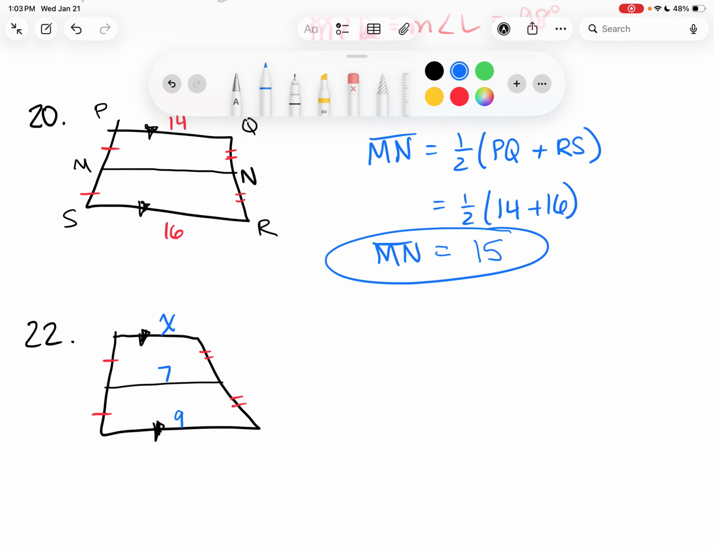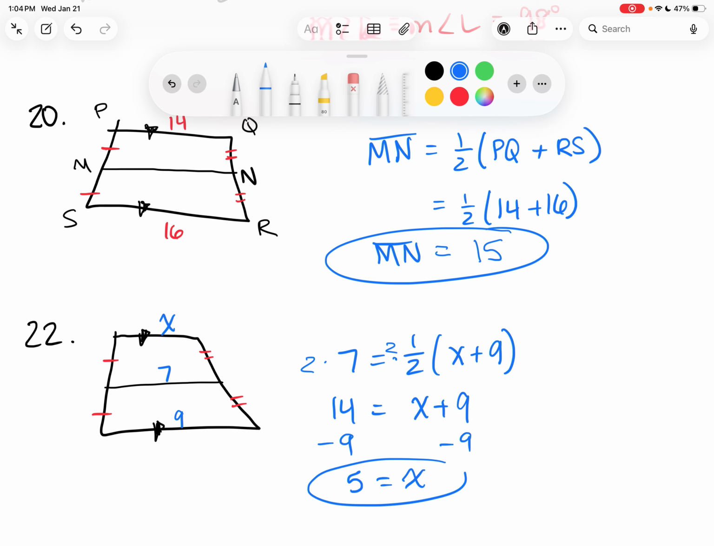So I'm still going to treat this like I did the last one. The mid-segment is half of the two base sides. So I need to have 7 is equal to 1/2 of X plus 9. To solve this, multiply by 2. So I get 14 is equal to X plus 9. Then subtract 9. 5 is equal to X.